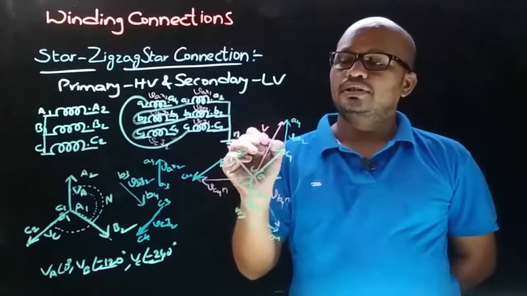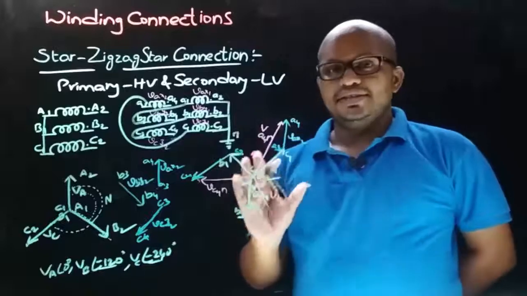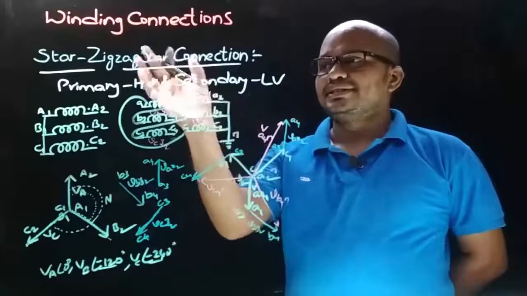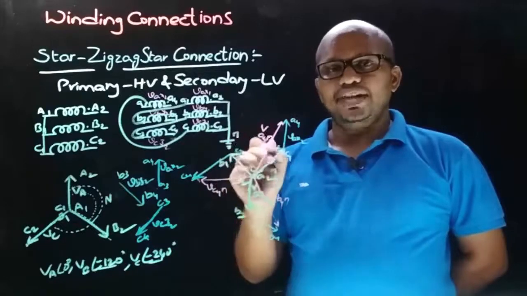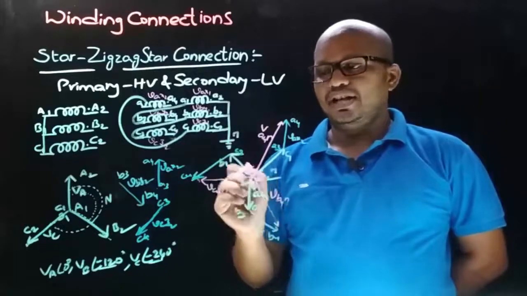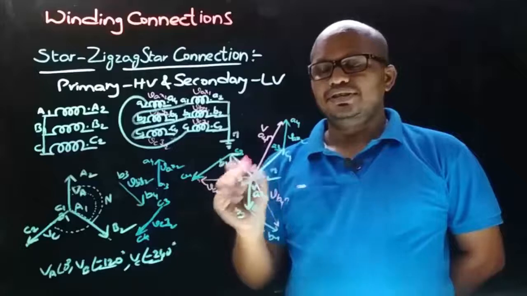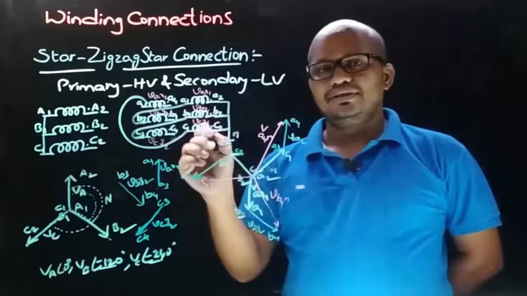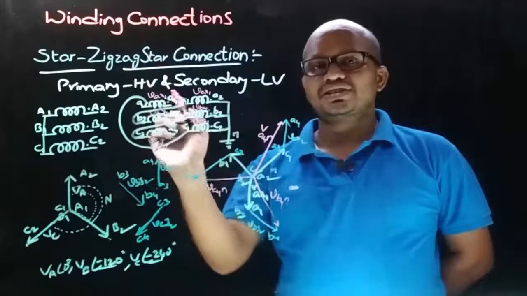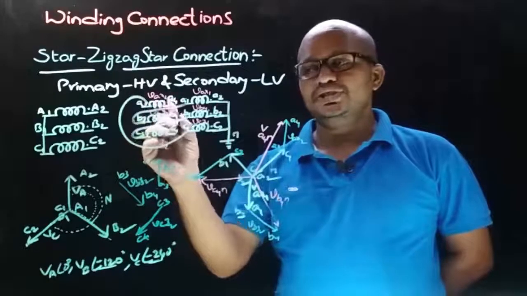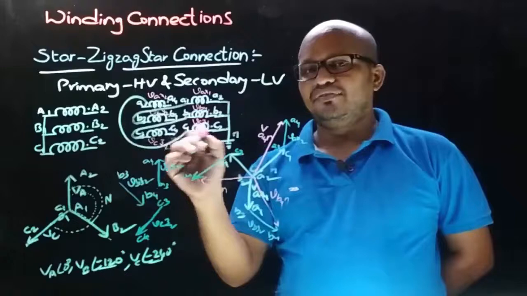VA4N. This is the phasor diagram for this zigzag star connection, which consists of the phase voltages VA4N, VB4N and VC4N. These three are the phase voltages of this zigzag star connection, and each phase voltage of zigzag star connection is the vector sum of the voltages induced in the windings of different phases.